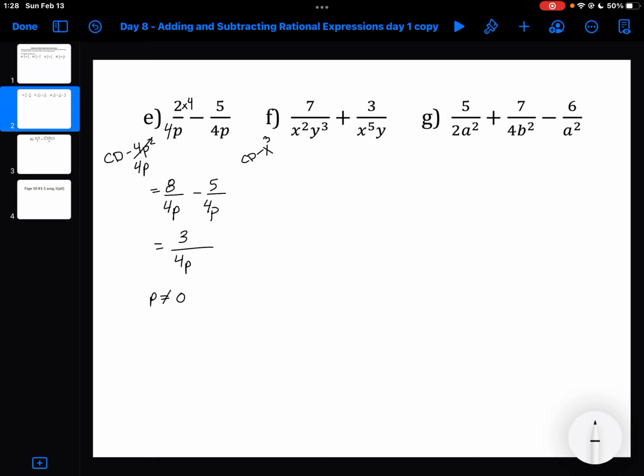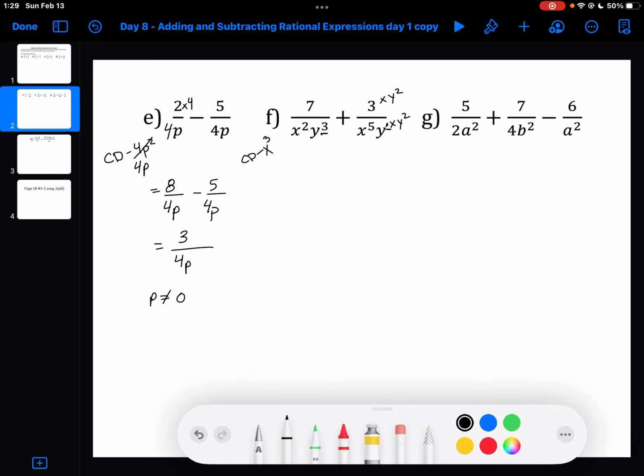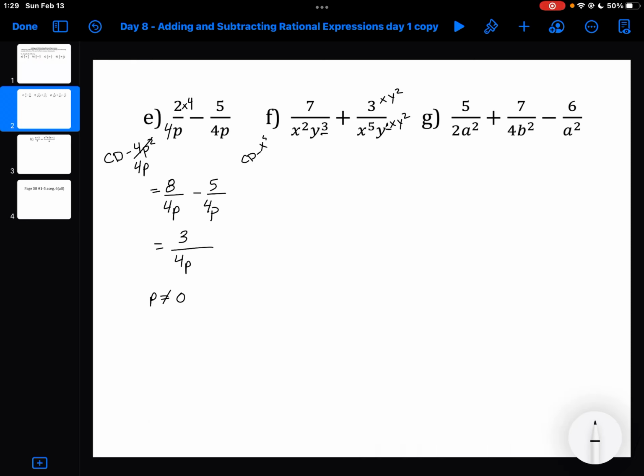Then I'm going to look at the y's next. I can see that I've got y to the 3 in the first denominator and y to the 1 in the second denominator. So if I multiplied my second fraction by y squared, that would change the exponents on my y's to be the same. That means my common denominator is x to the 5, my highest x exponent out of the two denominators, y to the 3, my highest y exponent out of the two denominators.